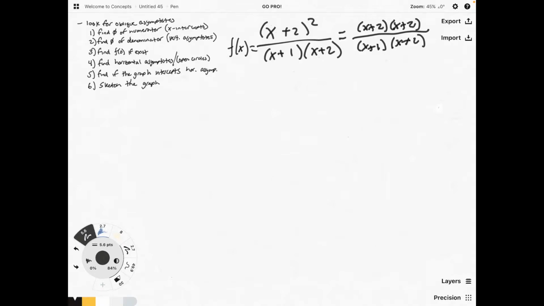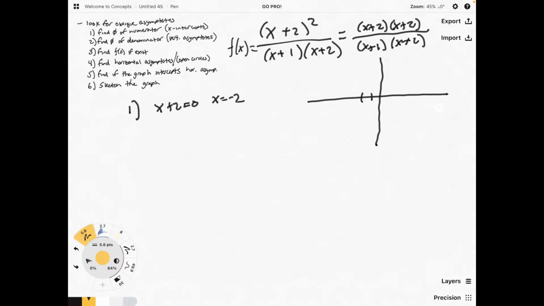For step 1, it says to find the zeros of the numerator or our x-intercepts. What we need to do is to set the factors of the numerator equal to 0. So we have x plus 2 with a multiplicity of 2. We only need to do it once, so x plus 2 equals 0. When we solve for x, we get x equals negative 2. With the information that we know now, let's plot this point. So at 0 is x of negative 2.